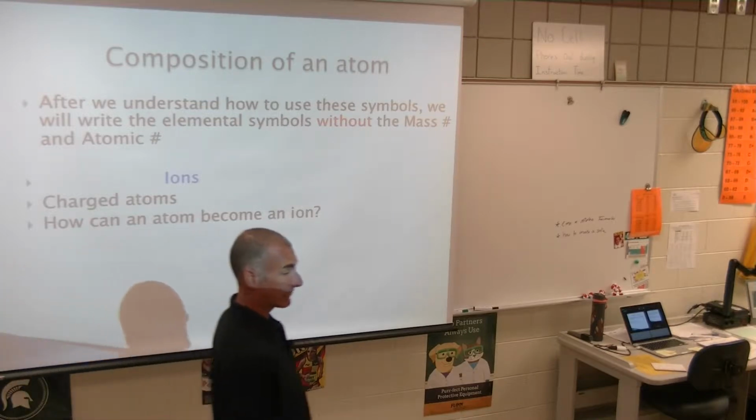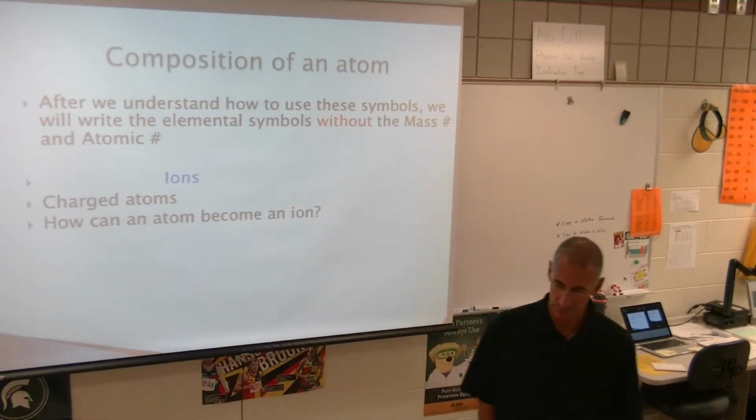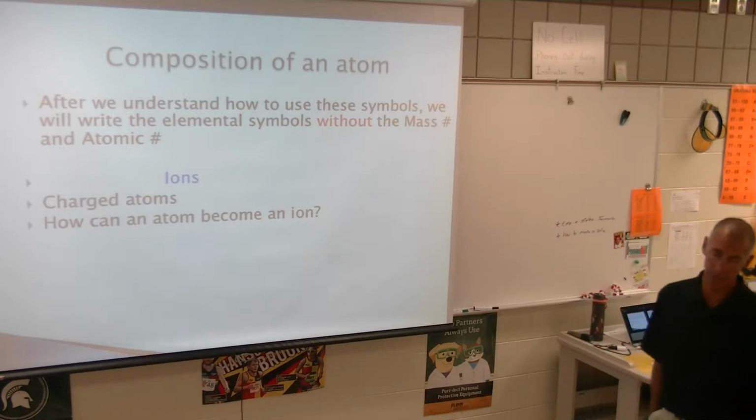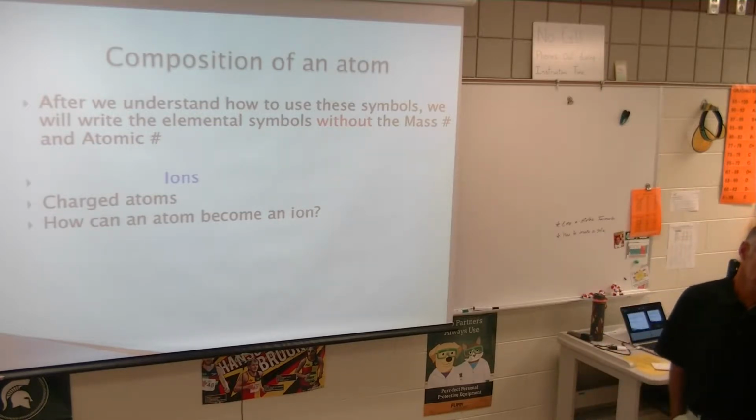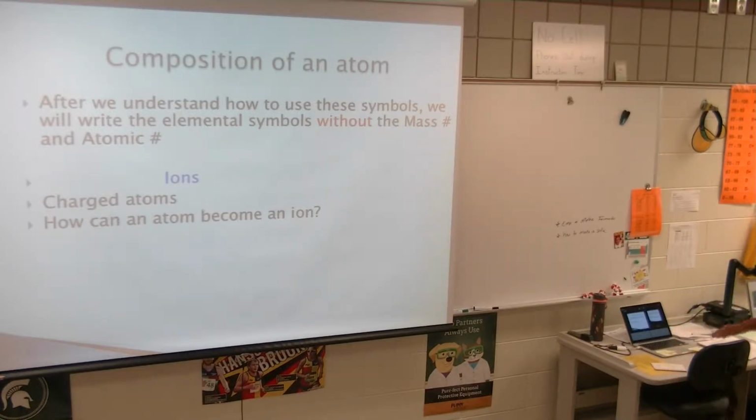So let's pick on a phosphorus atom. How can a phosphorus atom become an ion? Can it lose or gain neutrons? That doesn't make it one. Can it lose or gain protons? No, because if it does, it becomes a different atom. So what's left? Electrons. In order for an atom to become an ion, it can either gain or lose electrons.